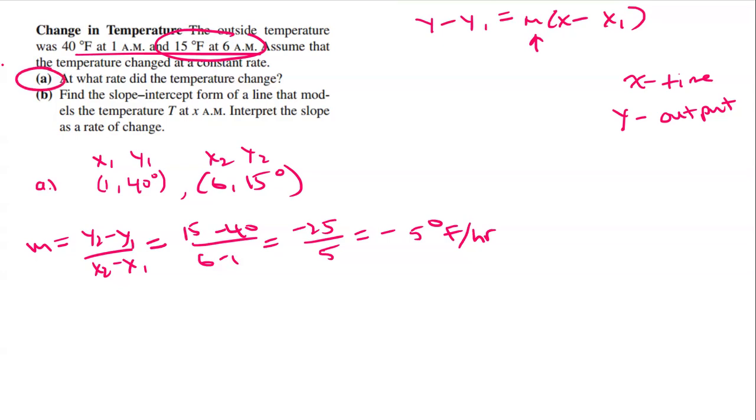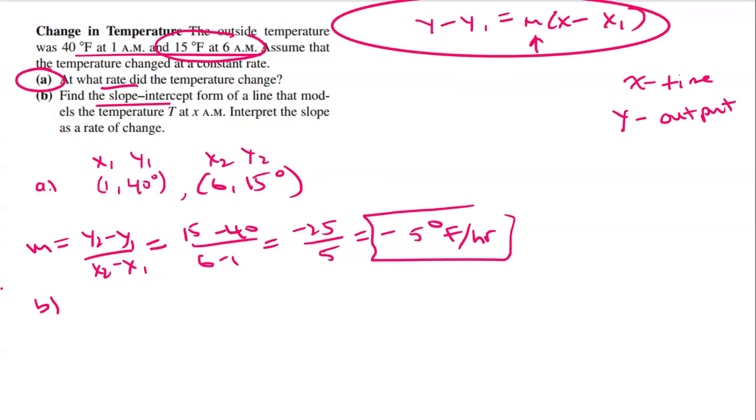So it says, at what rate did the temperature change? Here it is, negative 5 degrees Fahrenheit per hour. Now, B, it says find the slope-intercept form. Well, we know the point-slope form, so we can use this to solve it, find the point-slope form and then transfer it into slope-intercept form. So I'm going to use this as my point.